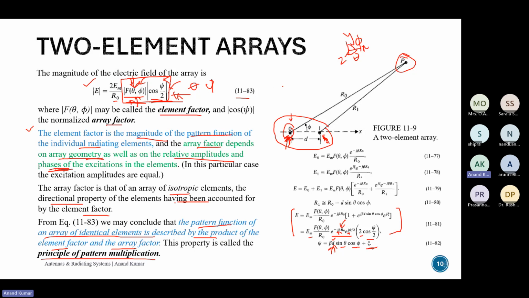So what we are saying is that we take the individual pattern of the elements, and for both elements over here, or if we have more elements, we take the individual pattern functions and then multiply them with the array factor. But the array factor is calculated on the basis of the geometry of the arrangement. Using the arrangement, we get the array factor, and when we multiply them, we get the total pattern function of the array, and this particular property is known as the principle of pattern multiplication.